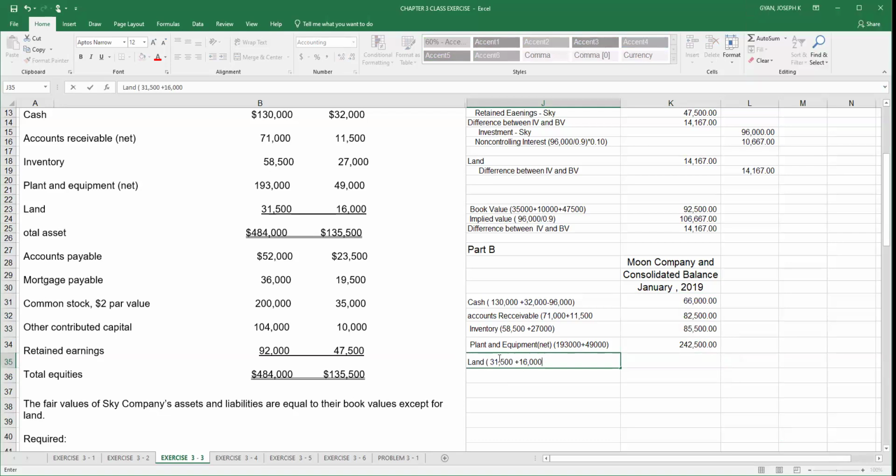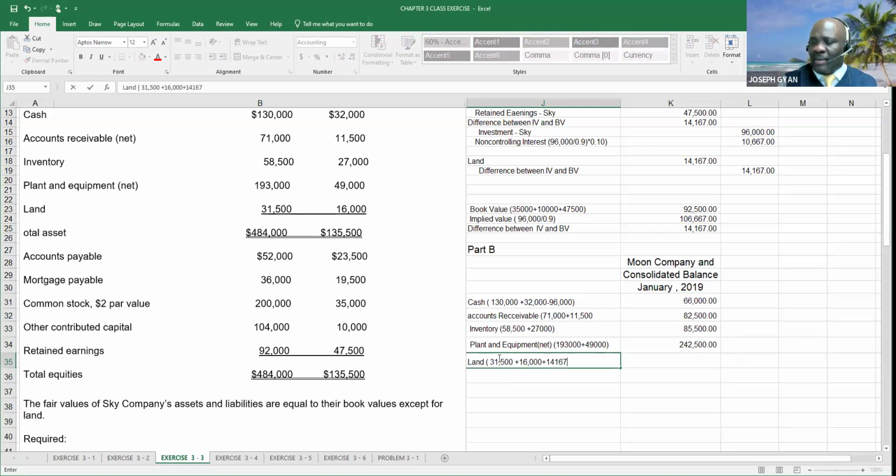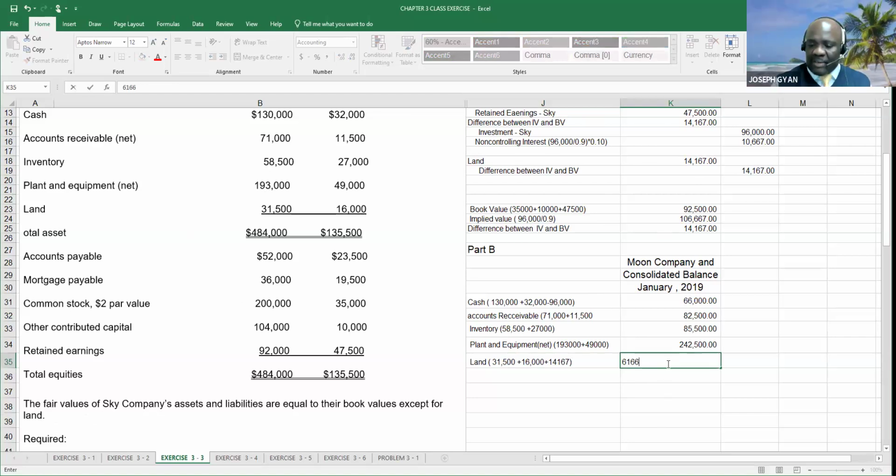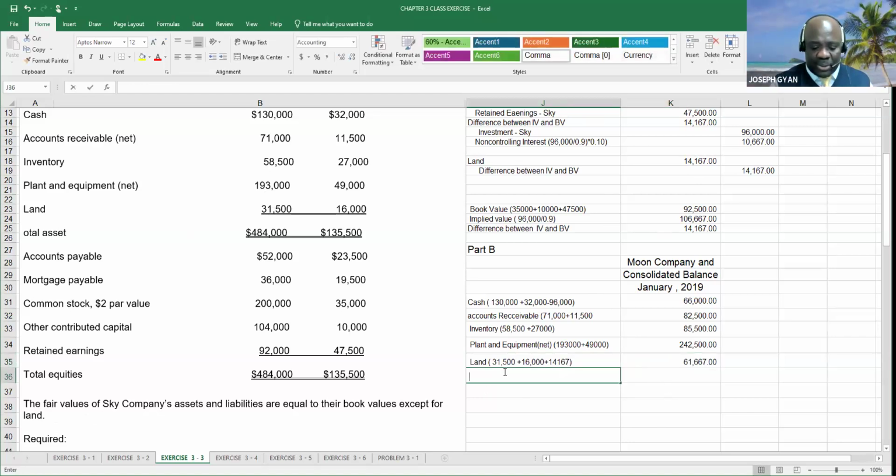Professor, are we going to add the 14,000? Very good. We are not going to add the 14,167 because we were told that everything is the same except that the land has a different value. That's why we allocated it, and it's on the debit side. Therefore, we have the 31,500 plus 16,000 plus the difference between the implied value and the book value, which you allocated to the land. Therefore, how much is the value of the land now? 61,667.